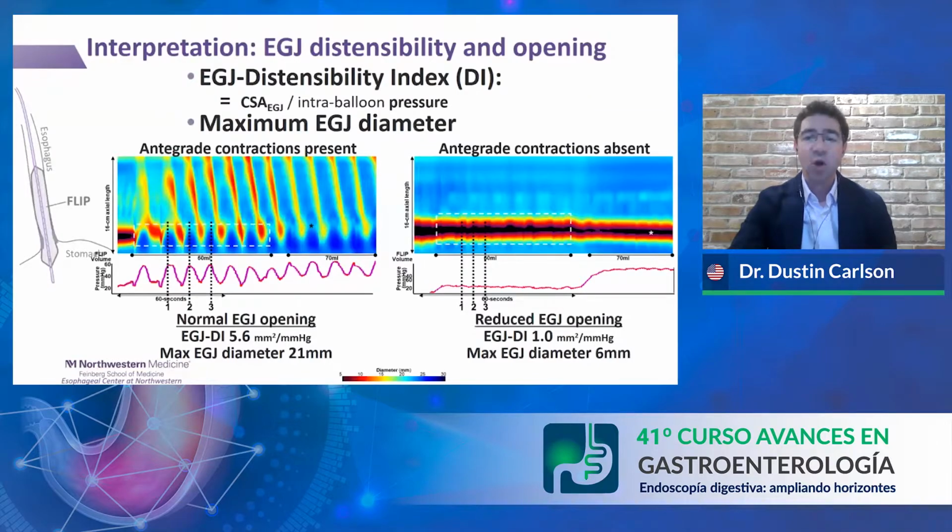To assess EGJ opening, the FLIP utilizes a metric called the EGJ Distensibility Index, or DI, that is calculated as the cross-sectional area at the EGJ divided by intraballoon pressure. Additionally, we apply the maximum EGJ diameter, or the greatest diameter that is achieved in response to opening or in response to distension. And as we can see, this measure may alter depending on whether or not antegrade contractions are present, such as with normal peristalsis, or whether they are absent, such as in achalasia.